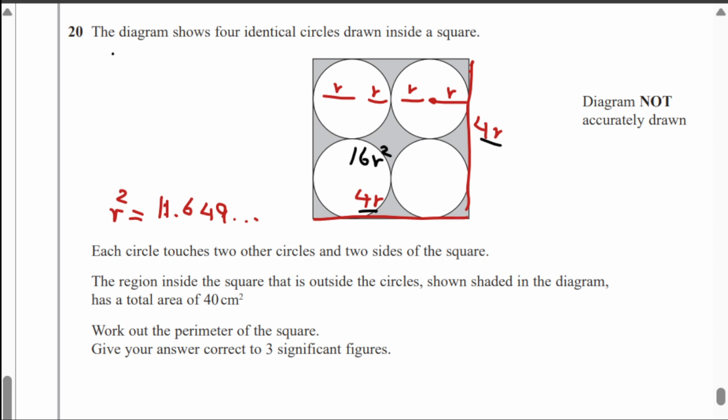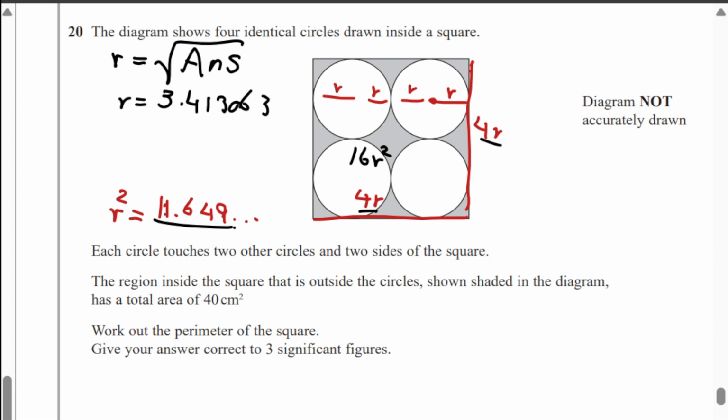To get r, we just do the square root of this number. You have it already in your calculator, so just do the square root of answer. That gives you r. So square root of answer, 649. That gave me r equals 3.413063. Now, that's good. We finished.